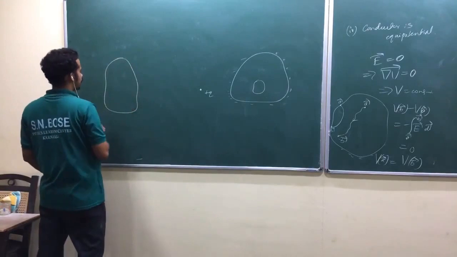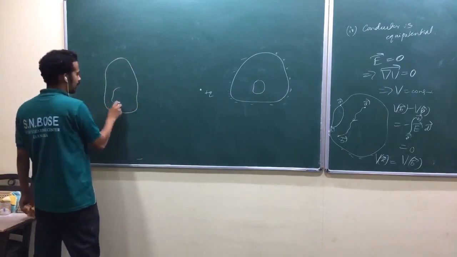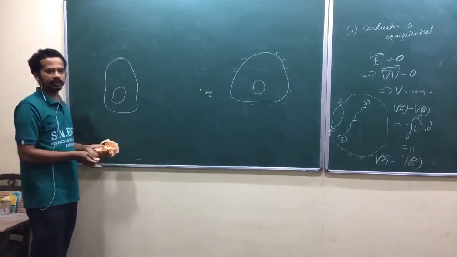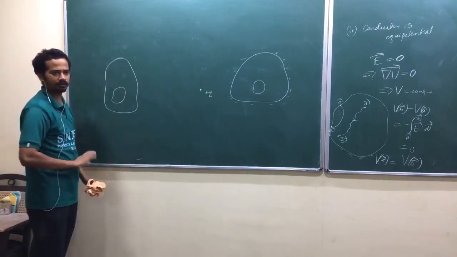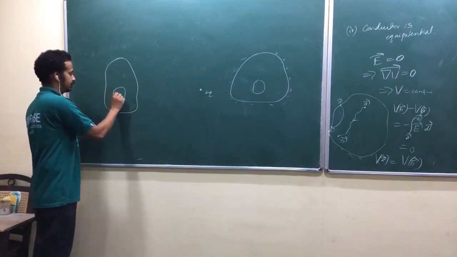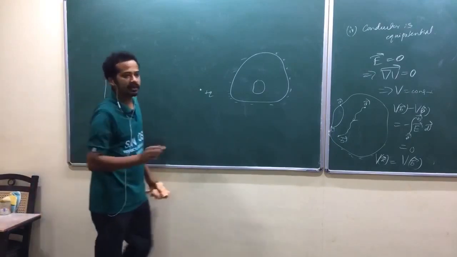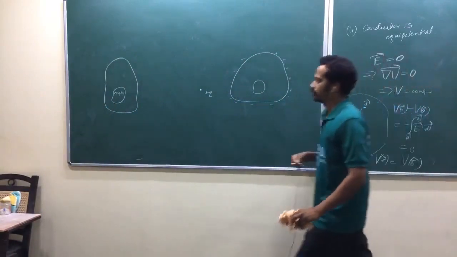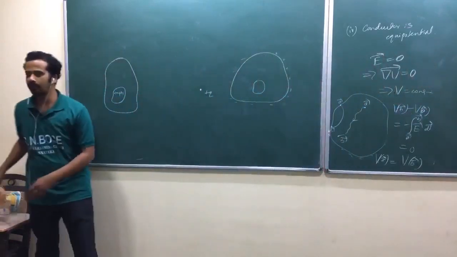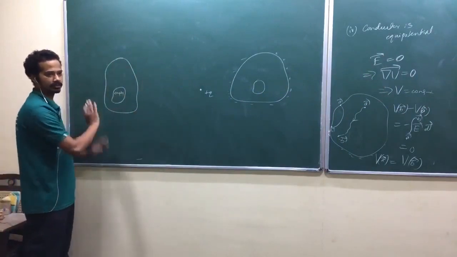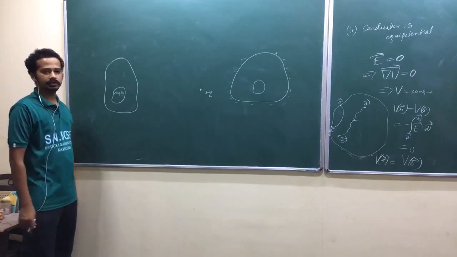Let me take one arbitrary conductor. I have a cavity, and I don't know what the charges on the surface of the conductor are. So it is an empty cavity. What is the electric field inside the empty cavity? You are free to do anything outside. You can apply an electric field, you can put charges. Why is it 0?